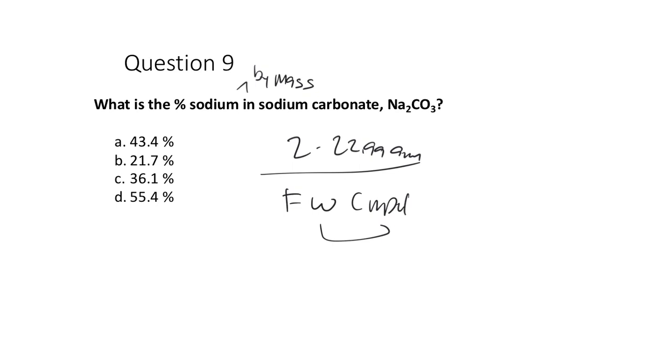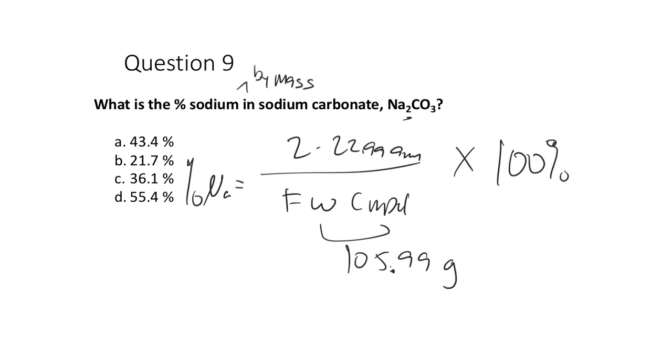22.99 times 2 plus 12.01 plus 16 times 3. So the formula weight of the compound is about 105.99 grams. So the percent sodium is the 2 sodiums times the mass of sodium. So 2 times 22.99 divided by that formula mass. We need to multiply this by 100%. And that gives me 43.38%. Call that 43.4%.